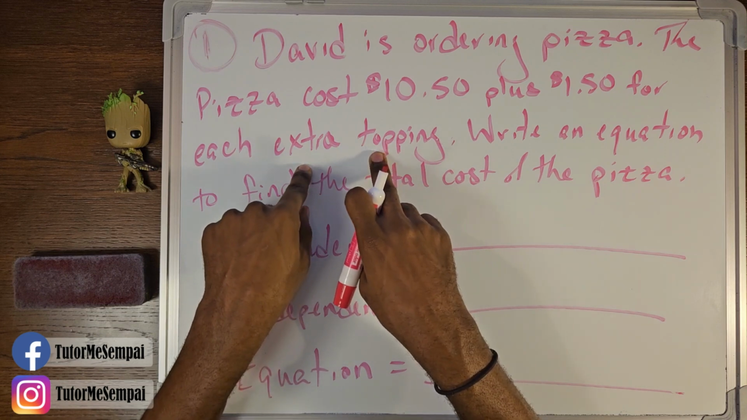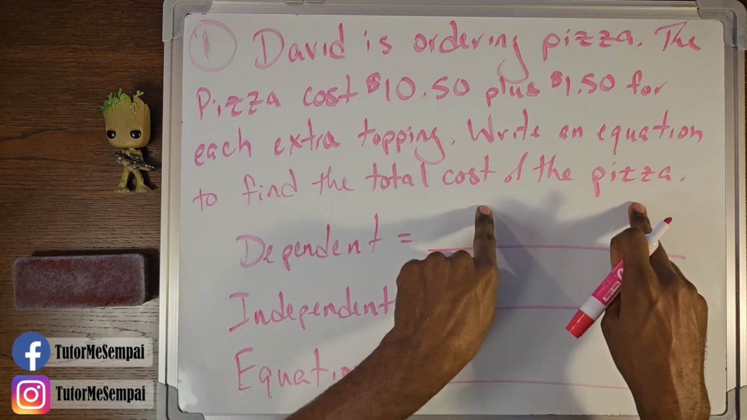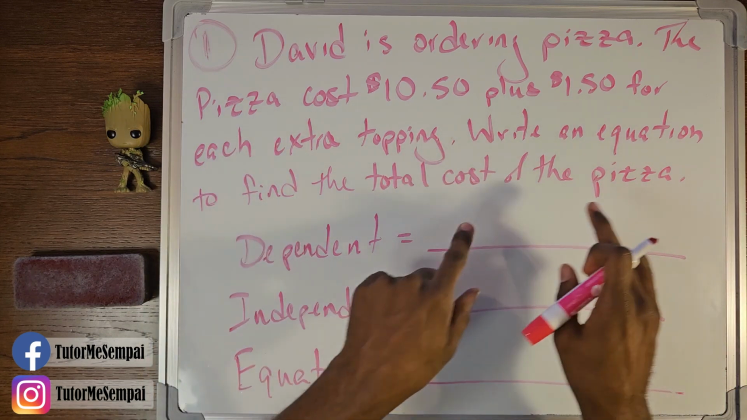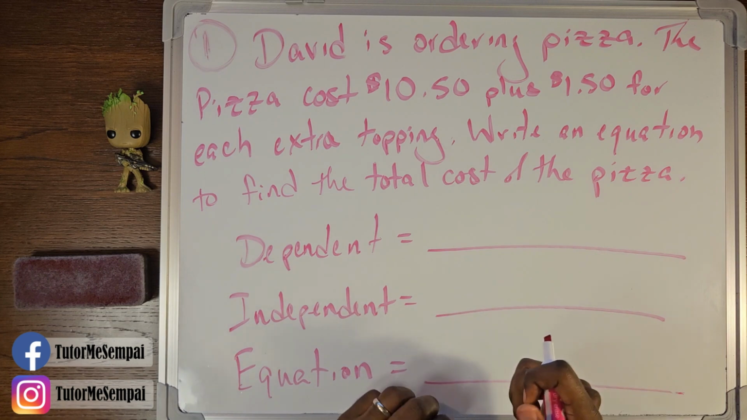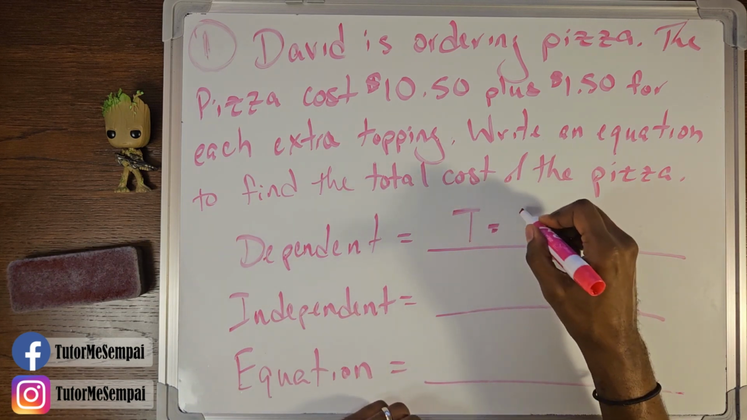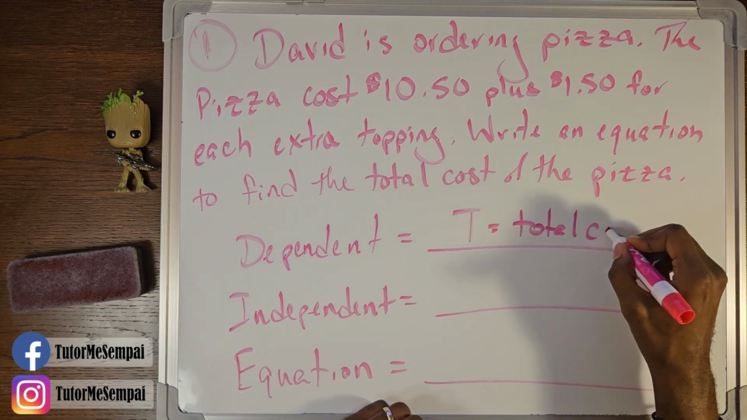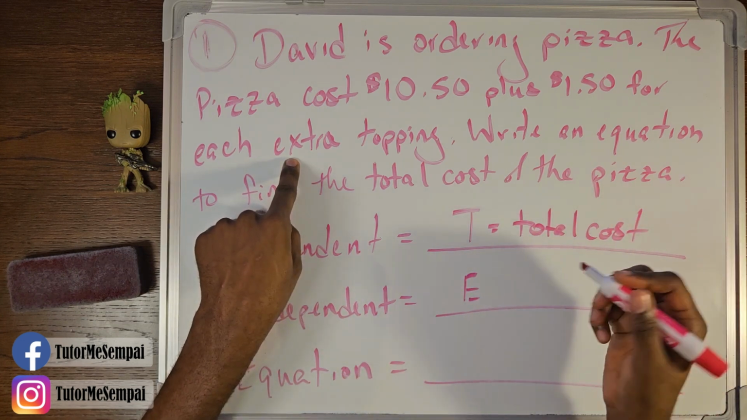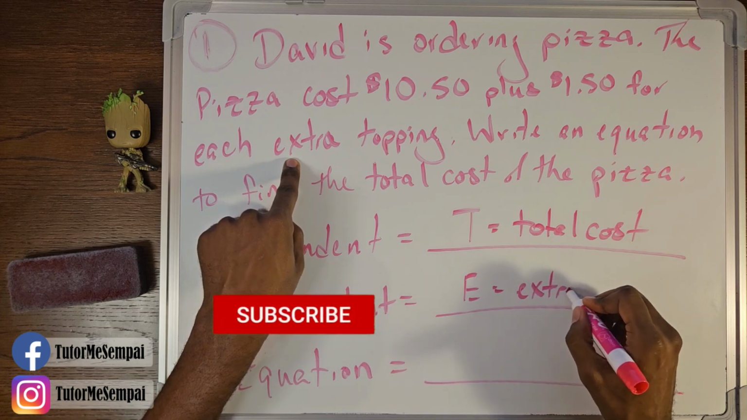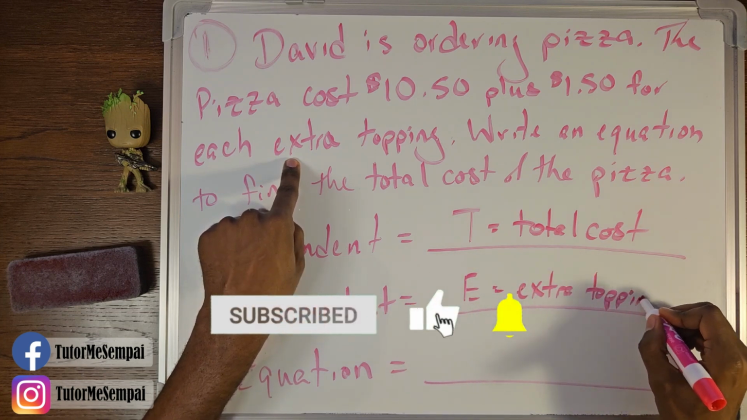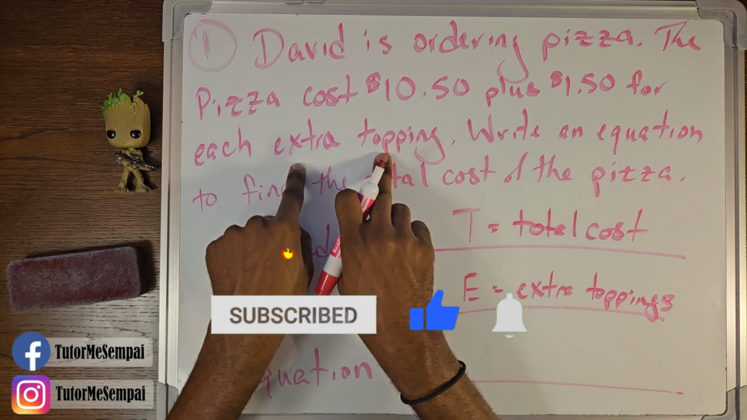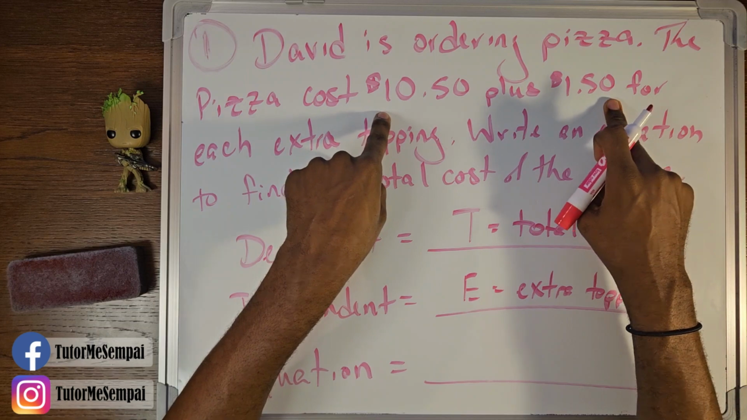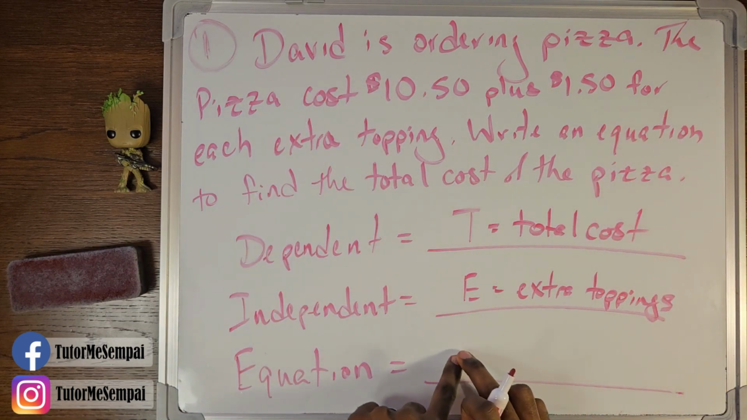Do you control how many extra toppings you have? Or are you going to control the cost of the pizza? Well, you're going to control the extra toppings. So therefore, you don't control the cost of the pizza. So we're going to say T for total cost. And we're going to say E for the extra toppings, right? Extra toppings. Now, you can control extra toppings, but you can't control the total cost. But where do these numbers come into play? Well, that's what's going to be used to create the equation now.